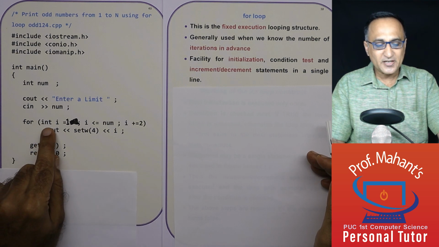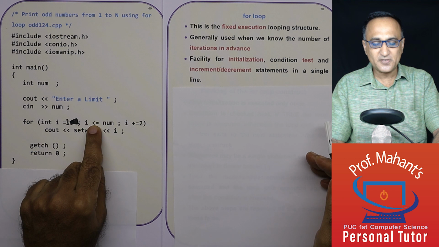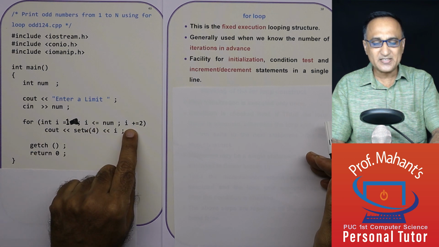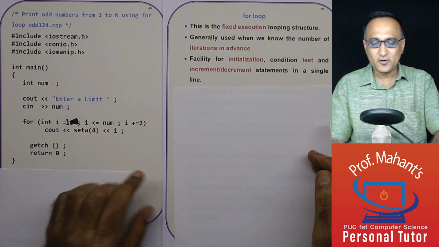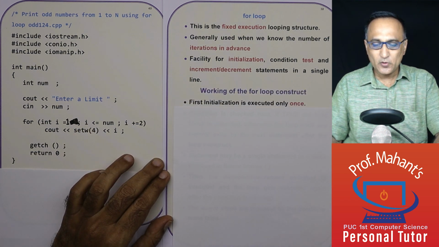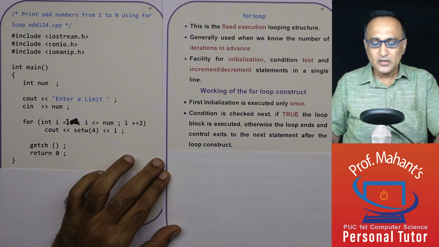So it has a facility for declaration and initialization of variables. This is the test condition. This is increase or decrease the variable. If you forget to do this, this will get into an infinite or an endless loop. Now take a look at the working of the for loop.